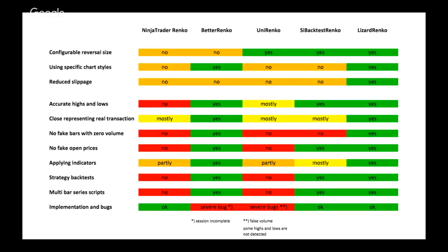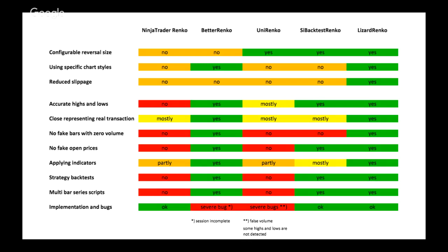All right, summing up here with this test that we've done. Table showing the various features and technical properties of the bars that we've tested. Towards the top, it's mostly features here. So this is the dynamic reversal size that we talked a little bit about. NinjaTrader and the better Renko does not have that. The chart styles that you have the opportunity to change the display. And also this feature with the reduced slippage for the Renko projection levels we've put in here.